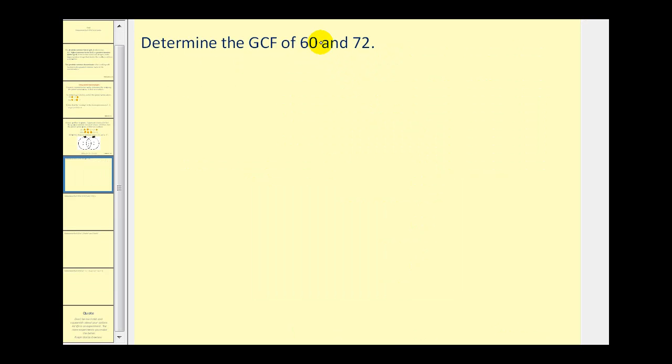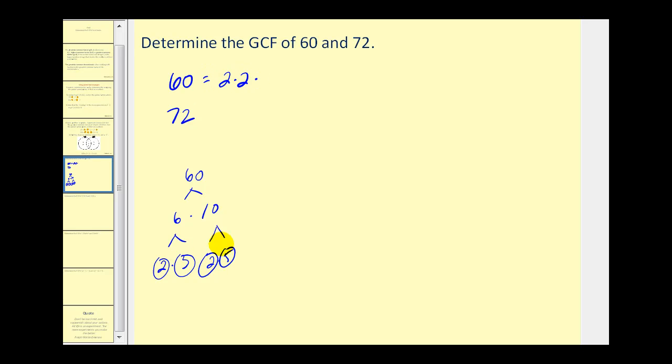So the first step is to write these terms out in prime factored form. One way to determine the prime factorization is to make a factor tree. 60 is equal to 6 times 10, 6 is equal to 2 times 3, which are both prime, and 10 is equal to 2 times 5, which are both prime factors. So 60 is equal to 2 times 2 times 3 times 5. It is helpful to put these in order from least to greatest.